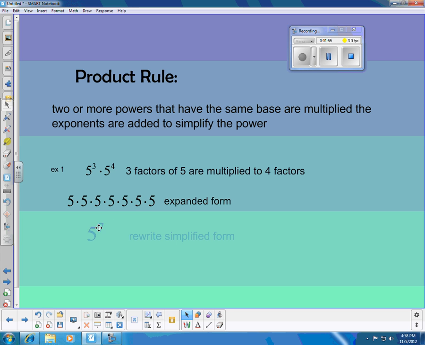we will get 5 raised to the power of 7, because that's exactly what we did. We now have 3 factors multiplied to 4 factors. That now gives us 7 factors of 5. We're going to continue on now with a second example.